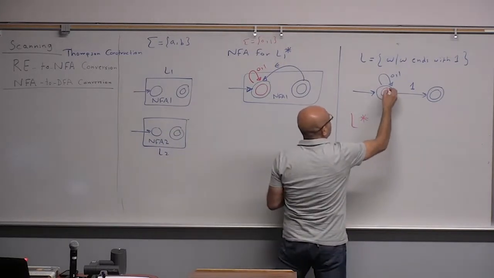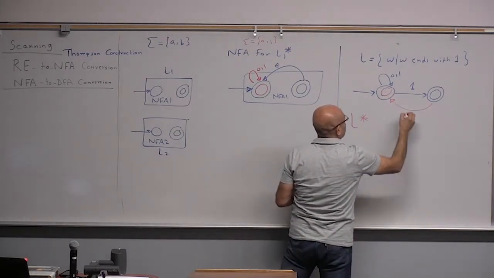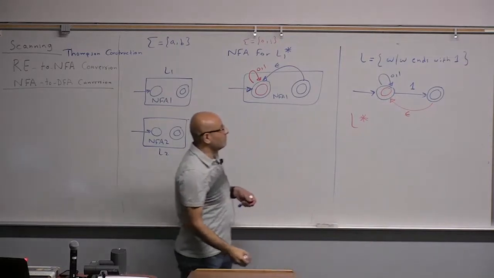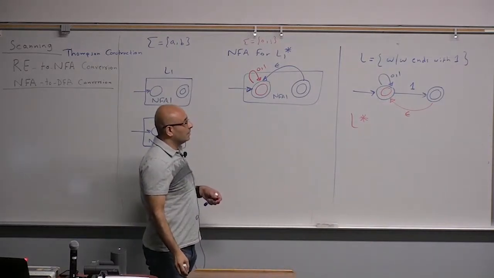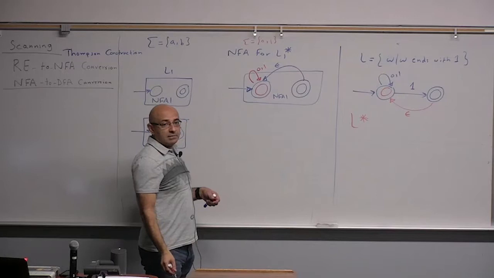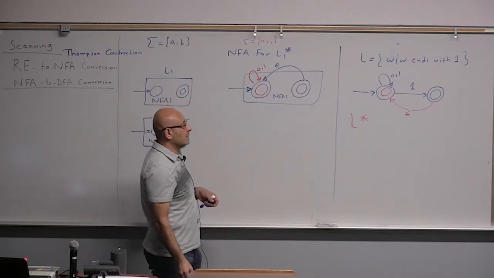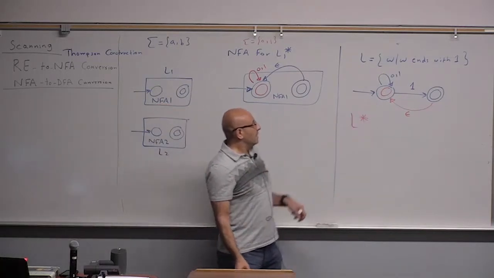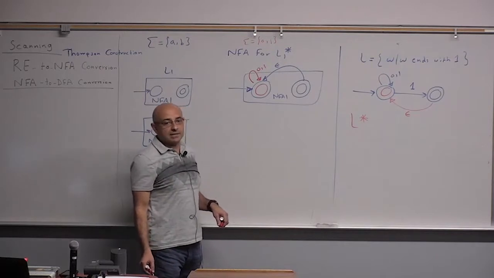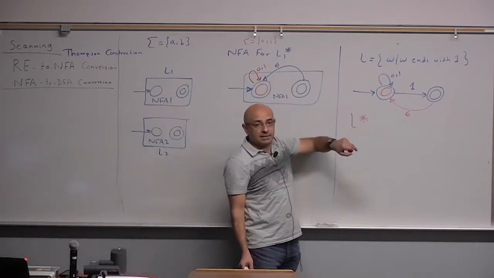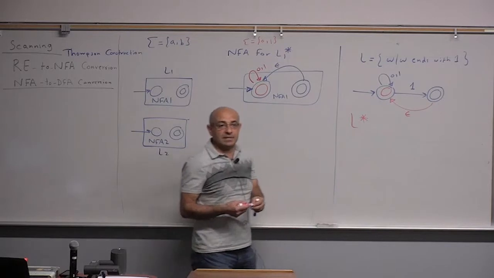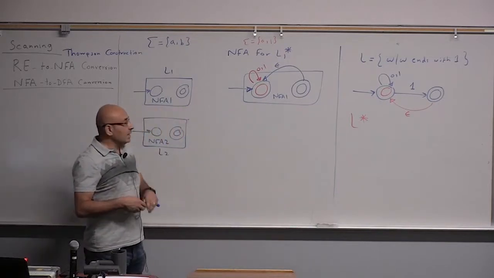Now if you try to construct an NFA for L star by doing this, right, then this is not the star of this. This is an NFA for sigma star. This is an NFA that can accept any string, because this is already an accept state. Okay?